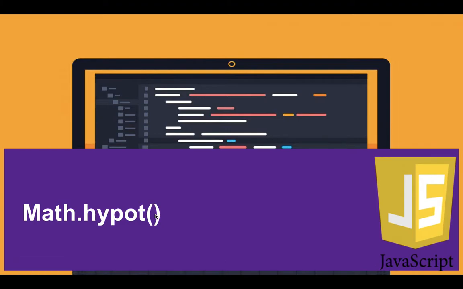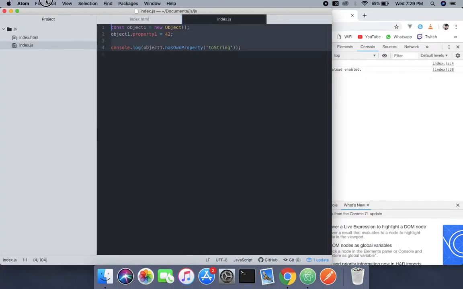So let's begin. What we're going to do is log it on the console, use the Math object, and call hypot. The arguments we pass are taken as the sum of squares, and it finds the square root of that.